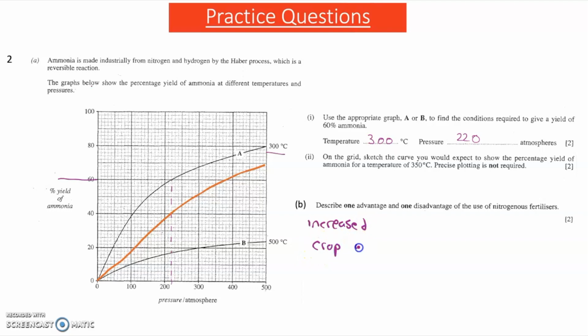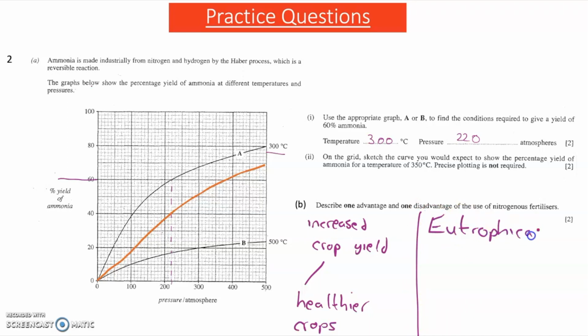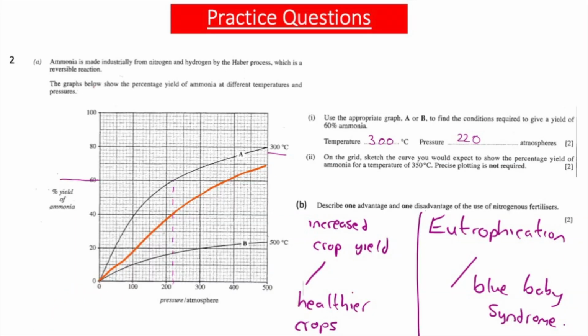So part B is asking you to describe 1 advantage and 1 disadvantage of using nitrogenous fertilizers. Well, 1 advantage would be it increases crop yield, so you could say that. Or you could say that it gives healthier crops, you could also say that. And for a disadvantage, you could talk about eutrophication. That would be the obvious answer here, and the environmental impact of that. Or you could mention the concern that people have with chemicals entering the water supply and the risk of conditions such as blue baby syndrome. So that would be okay as well. Now this is a 2-mark question, so there's 1 mark for an advantage and 1 mark for a disadvantage.